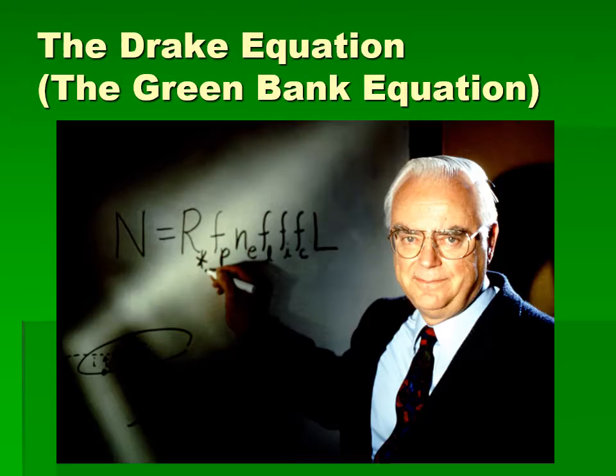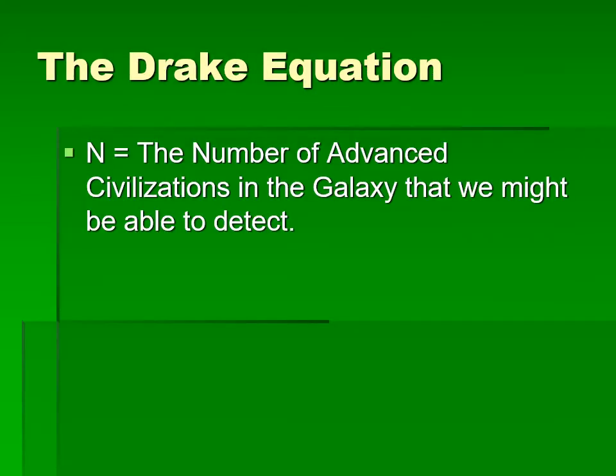All right, so what he did was he actually got a lot of scientists together at a conference at Green Bank Observatory to discuss the possibility of life out there. And to organize his conference, he wrote an equation. This is how physicists do stuff. Okay, and so the equation has several terms.